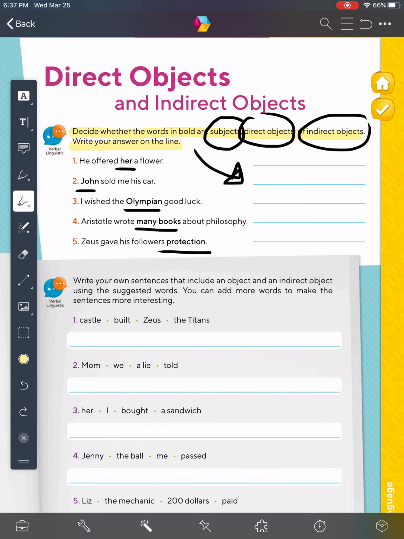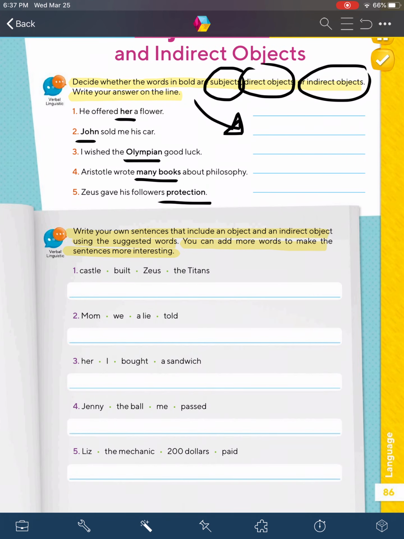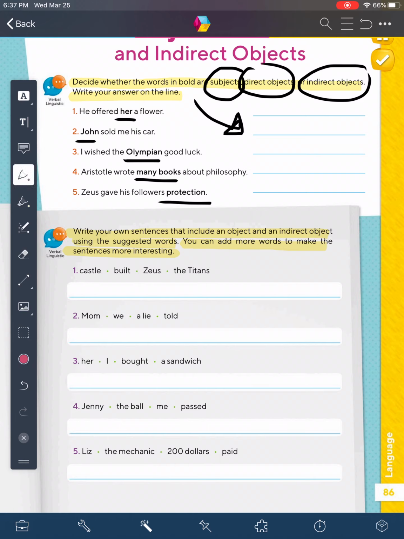After you answer this exercise, you have the next one. Write your own sentences that include a direct object and an indirect object using the suggested words. You can add more words to make the sentences more interesting. So using the suggested words, you are going to build your own sentence. But I will ask you to do something specific. If you include a direct object, I want you to circle the word. And if you include the indirect object too, I want you to underline it.